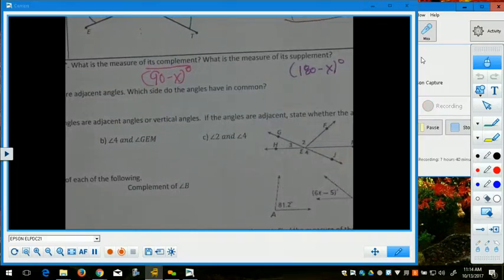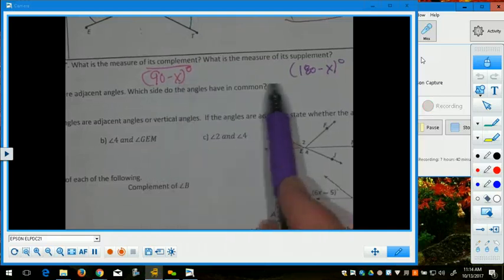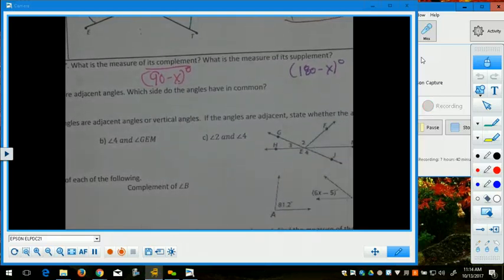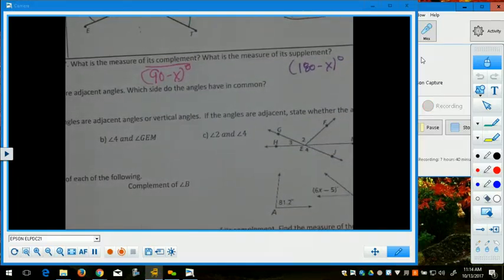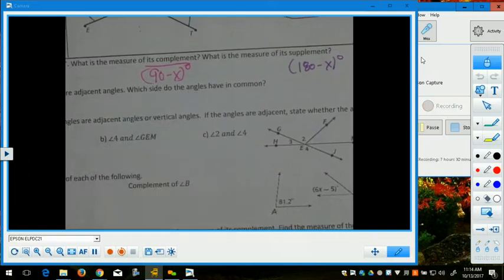Because the angle's x. If the angle were 10 degrees, that's how you'd get it. 90 minus 10 is 80. 180 minus 10 is 170. So just because it's a variable, I'm not going to get a numerical answer for that unless I have an equation that I can solve it with. And that's not an equation, it's just an expression.